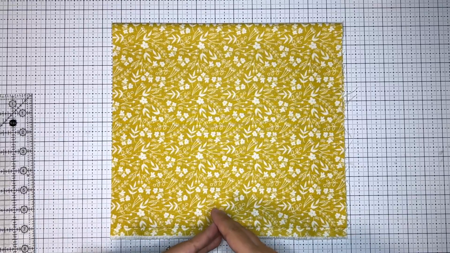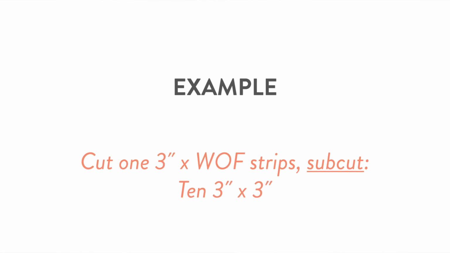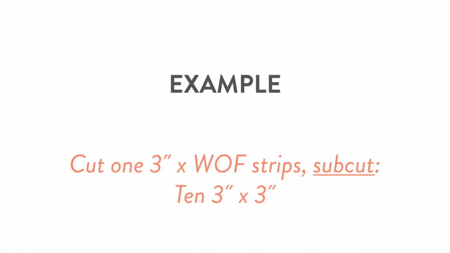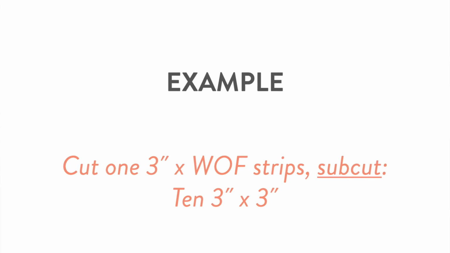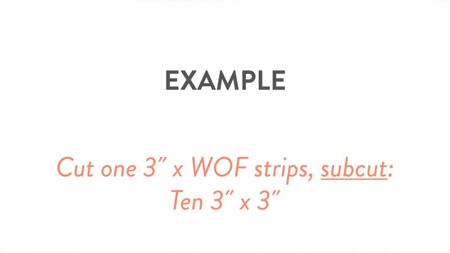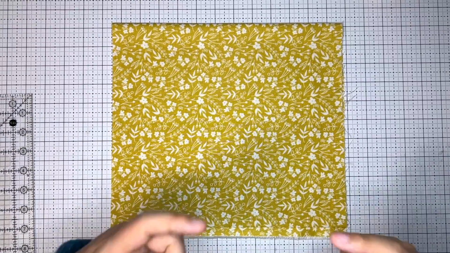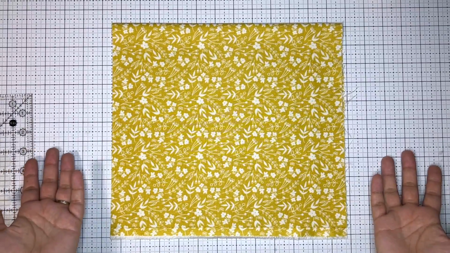You will see, for example, 1 3-inch by width of fabric, then subcut 10 3x3. And a lot of people get confused by that subcut word. So let's talk about what that means.